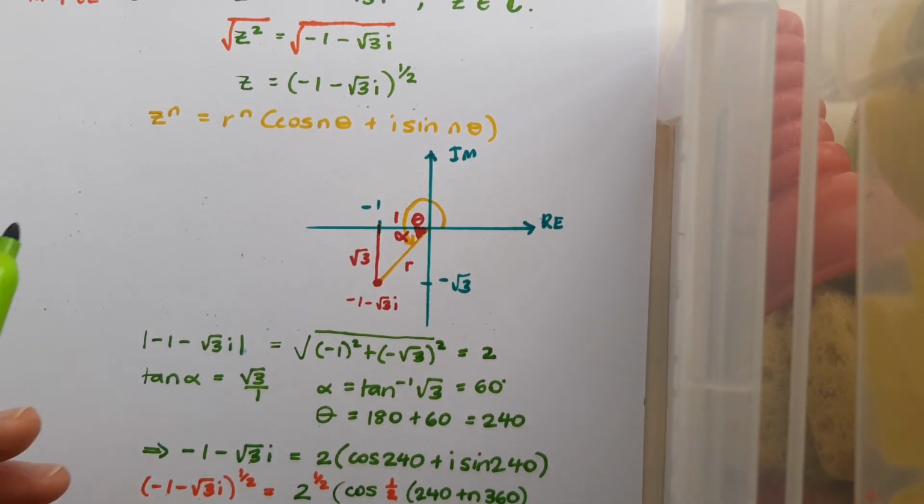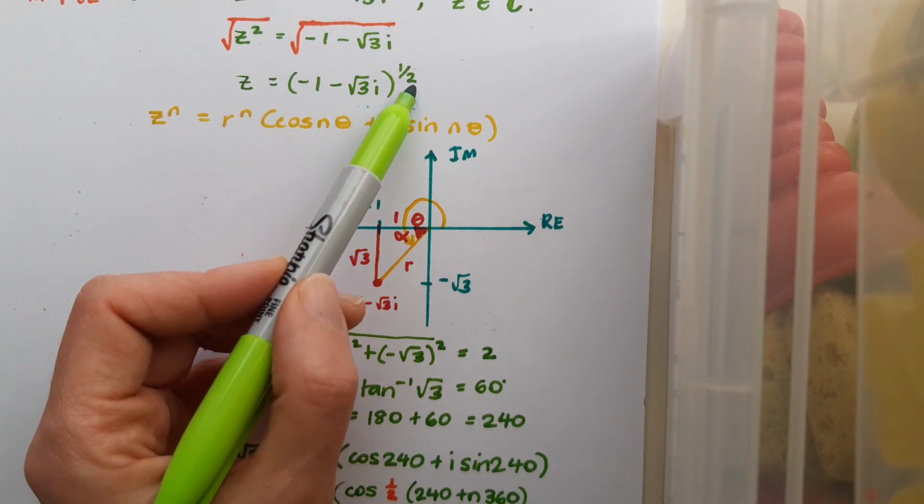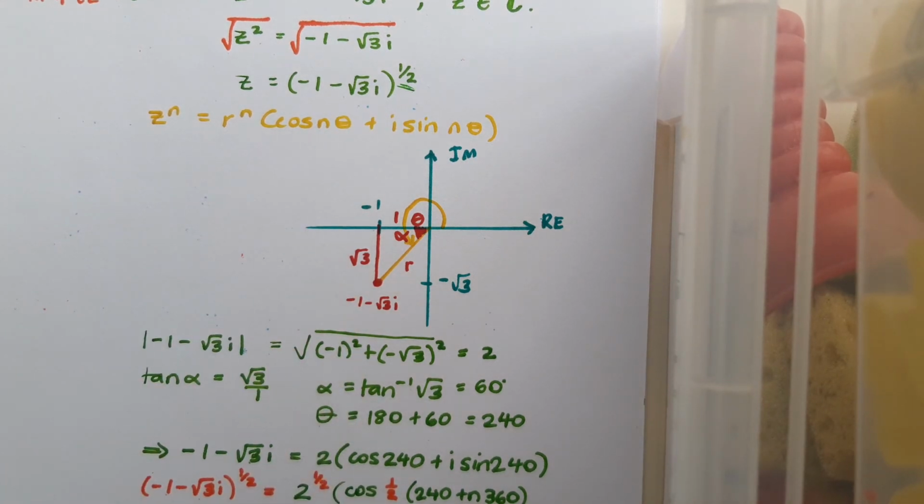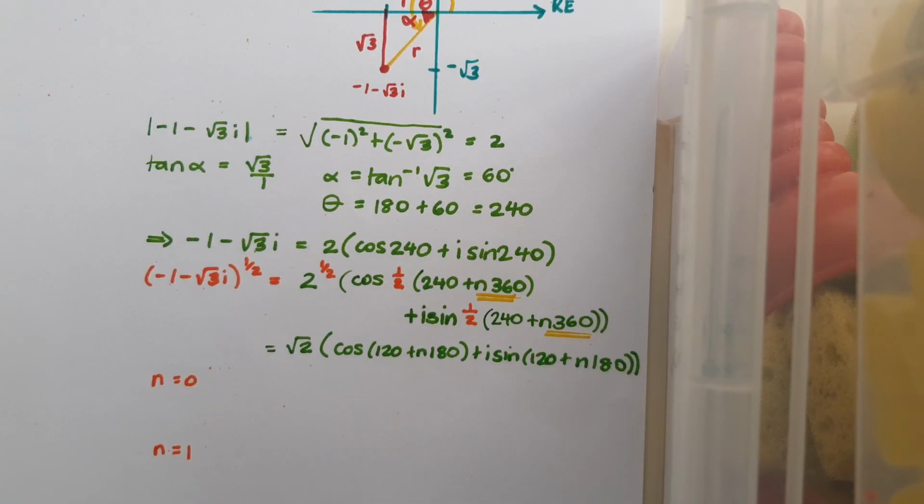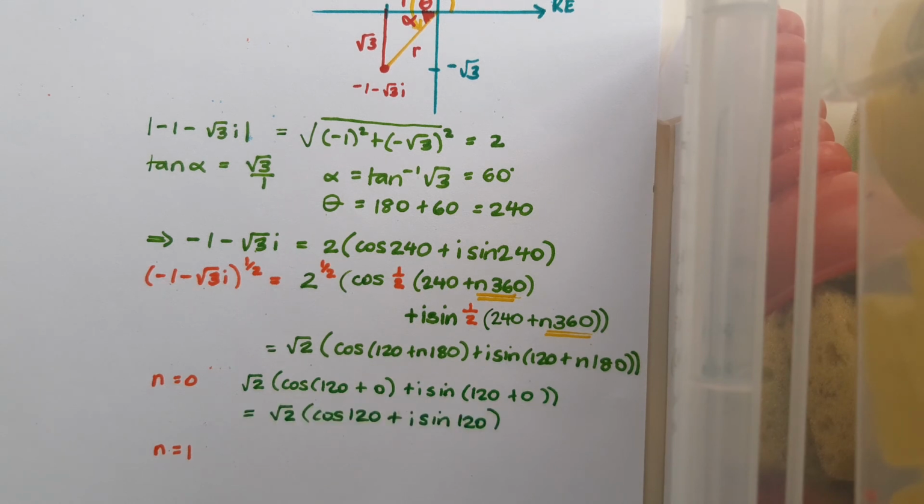So if I look back here, I'm looking at a power of a half. That tells me I should be using 2 values for n. So my values for n are n equals 0 and n equals 1. I sub the 0 in and then just tidy slightly. So my first solution is root 2 cos 120 + i sin 120. When I sub in 1, I'm going to get root 2 cos(120 + 180) + i sin(120 + 180). And again, one last little bit of tidying up to get the final solution.